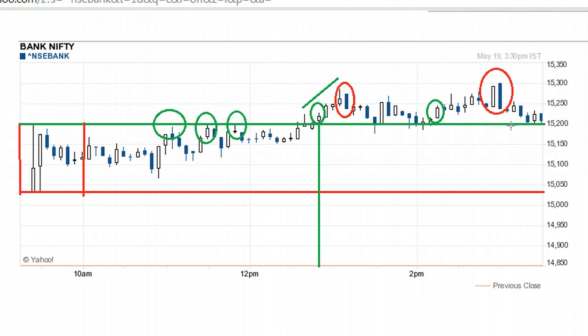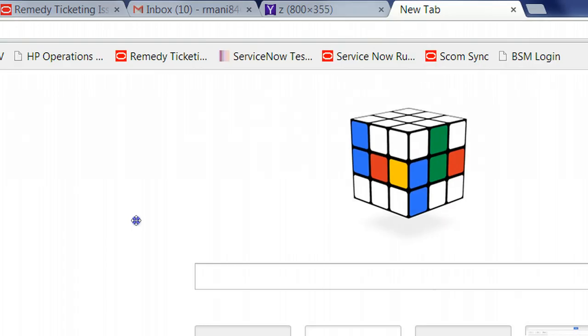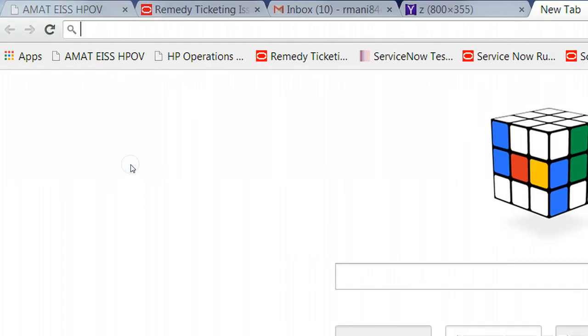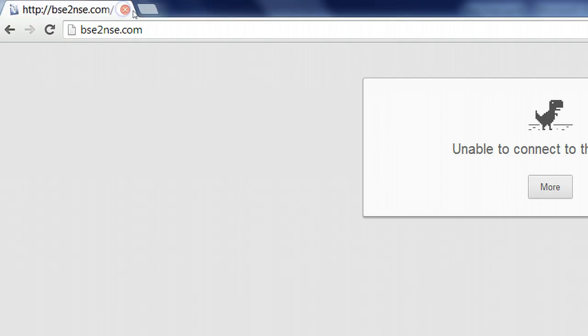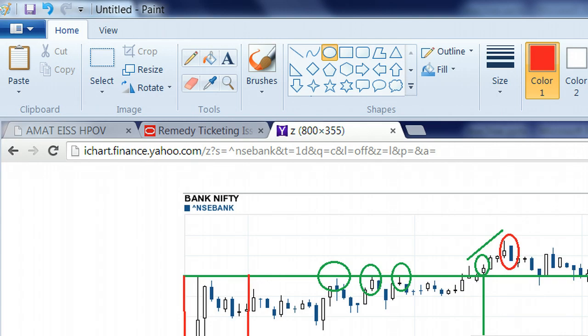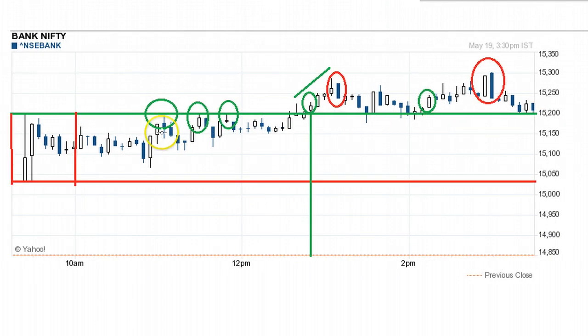So basically this is just an example, and this is at an intraday level, and you can get these charts on my website bse2nse.com. I can just show it. You can just go here, bse2nse.com. I think it's not opening up. So you can get this chart at bse2nse.com, the intraday chart, the 3-month chart, and like I said, you can apply this on all time frames.